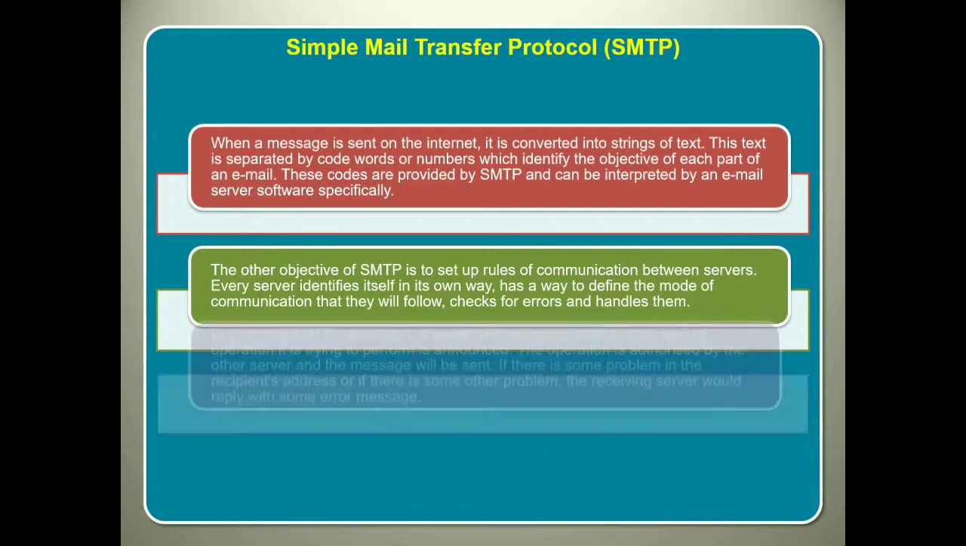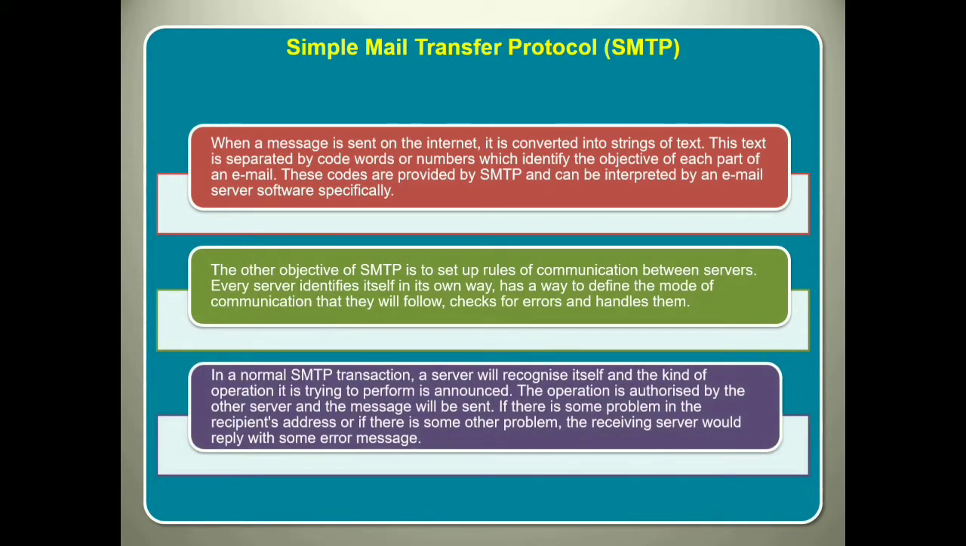In a normal SMTP transaction, a server will recognize itself and the kind of operation it is trying to perform is announced. The operation is authorized by the other server and the message will be sent. If there is some problem in the recipient's address or if there is some other problem, the receiving server would reply with an error message.